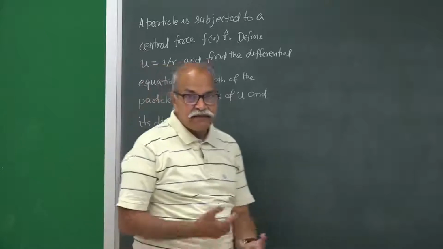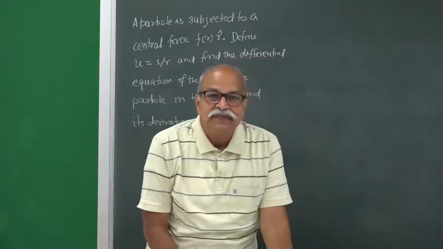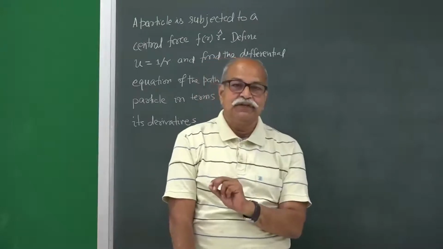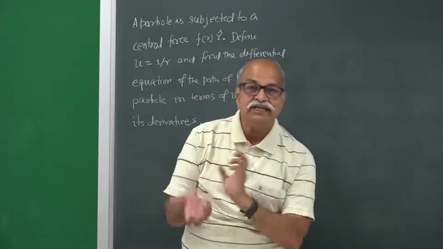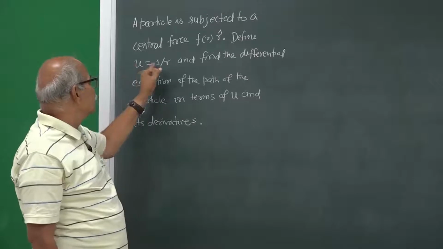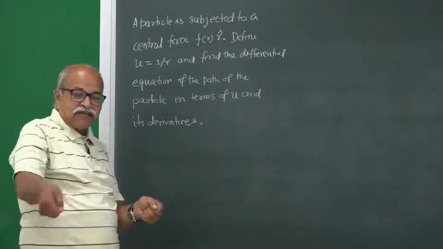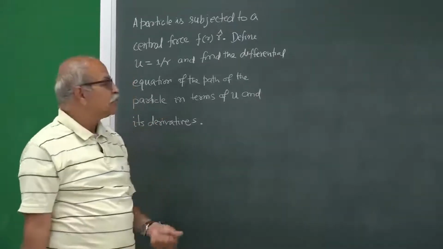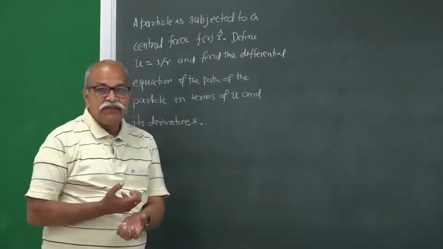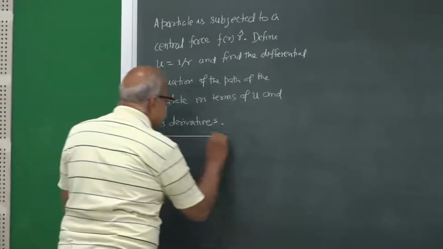So, we had obtained the path of the particle, especially for the attractive inverse square force, and that was r as a function of theta. So, when you give the relation between the coordinates, you get the path. Here you are asked to work not in r, but in u, which is 1 by r, and then find the differential equation of the path. Means u as a function of theta will give me the path, but what we need here is the differential equation in terms of u, du d theta, d2u d theta square, and so on. So, let us start with it.